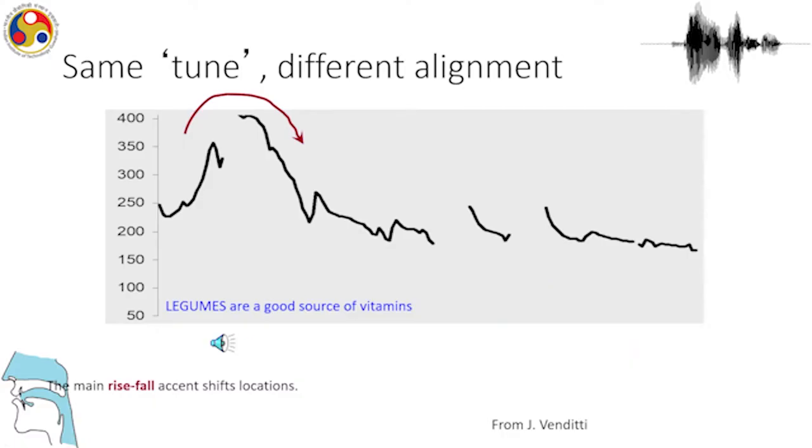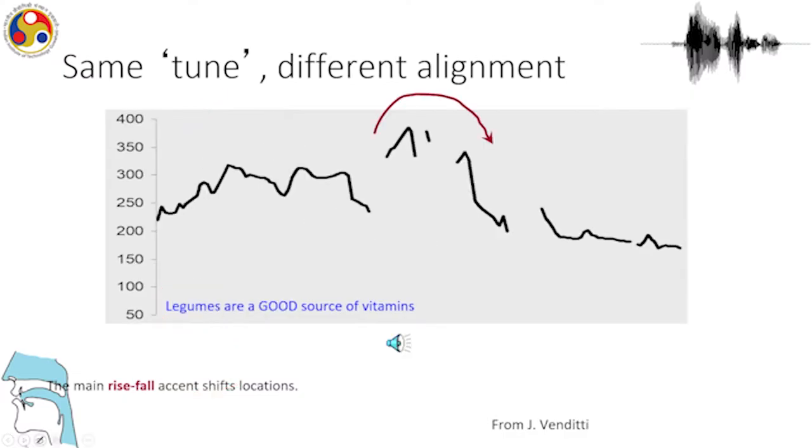And then, we can say legumes are a good source of vitamins, right? Which means legumes are a good source of vitamins, not, for instance, wheat or rice or bread. So instead of bread, legumes are a good source of vitamins. So intonation adds a lot of meaning, and the pitch contour and the tune and the text and the alignment will tell you a lot about the intonation.